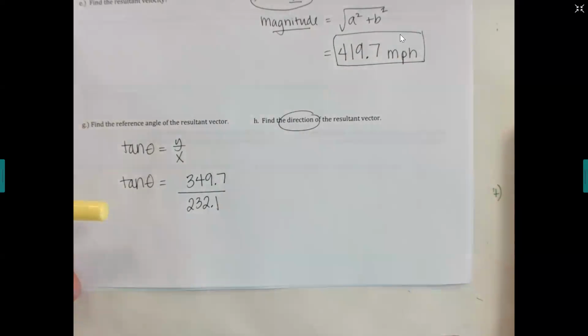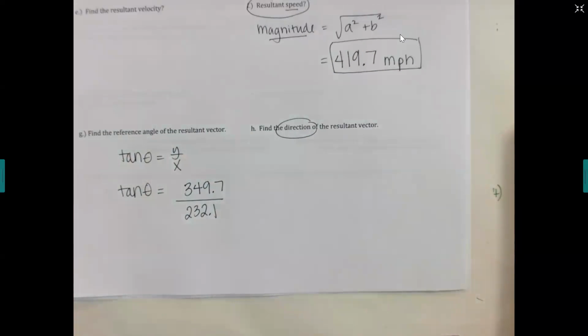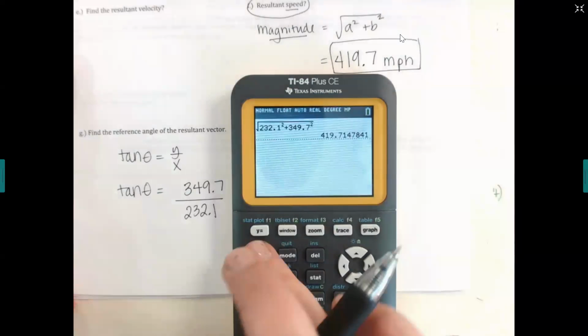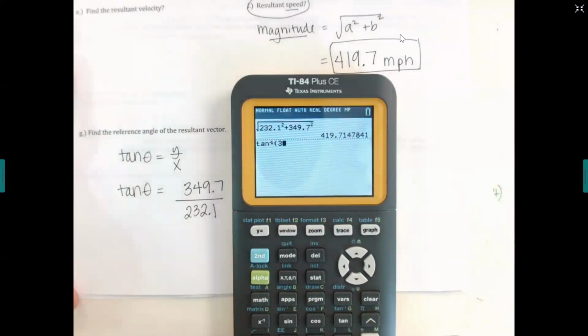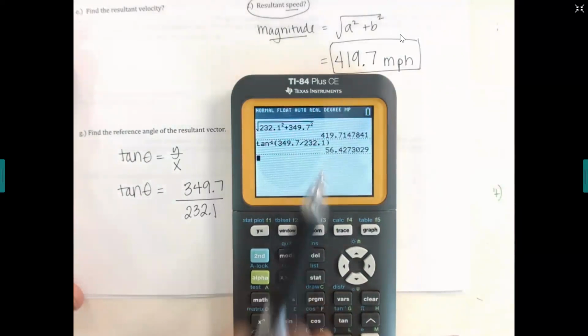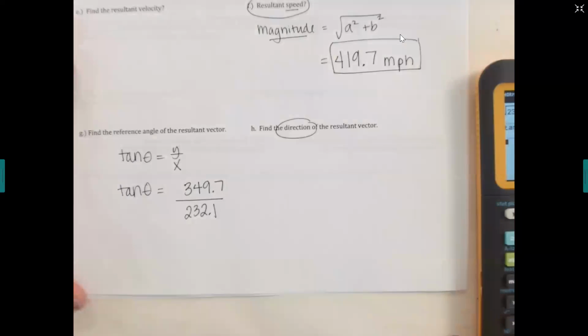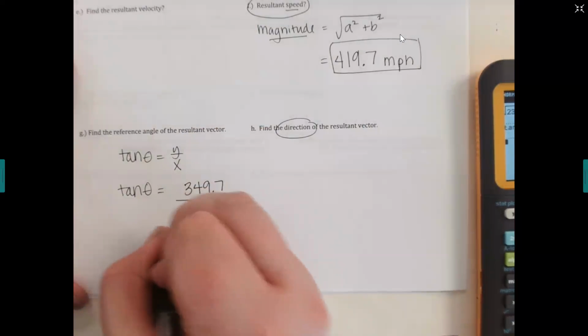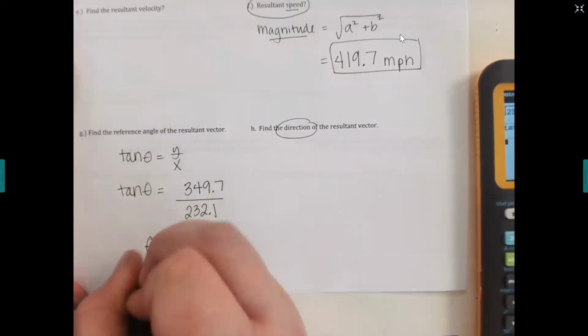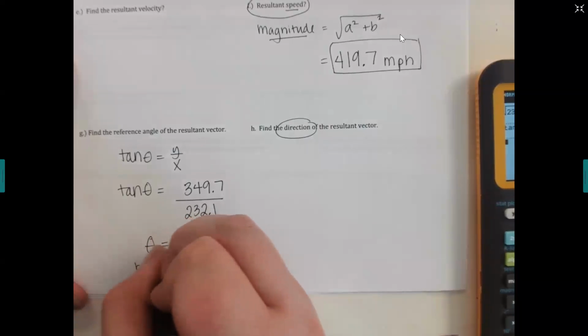We did this as our little warm-up question. You do the inverse tan. So in the calculator, second tan, 349.7 divided by 232.1. My reference angle comes out to be 56 degrees. Now, for all of the vectors, you're going to round to the tens place, but for the theta, it tells you to round to the whole number. So I'm going to just round that to 56. That's called the reference angle.